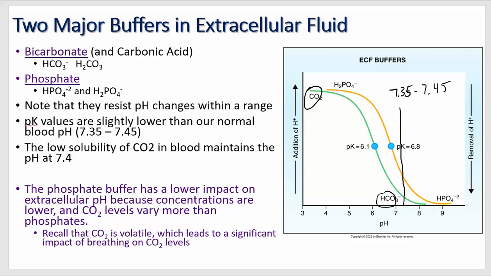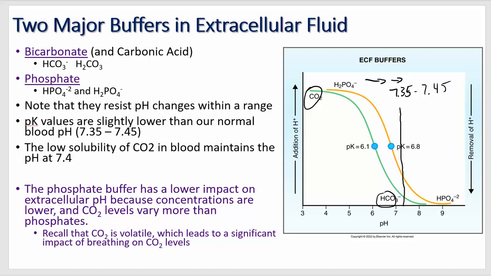All right, so some reasons why are, first of all, there are other buffers present. Proteins can help buffer things. And carbon dioxide has low solubility, so it doesn't pull as much as it could, I suppose. So the low solubility of carbon dioxide maintains the pH at 7.4. But also our kidneys are constantly working to get rid of acid and nudge it over into this range.